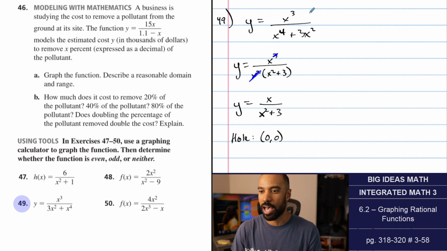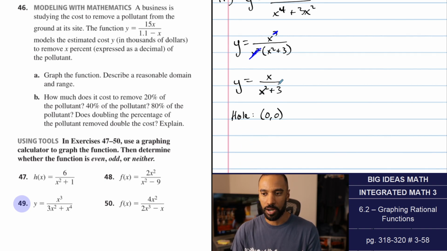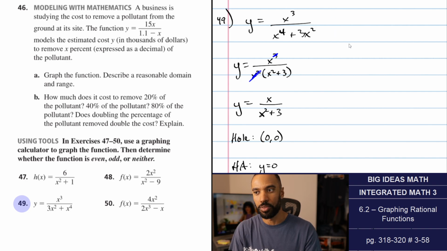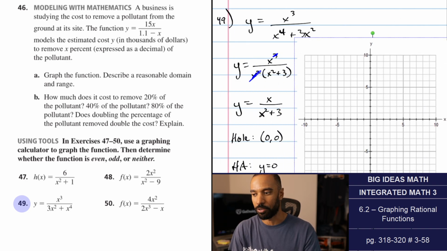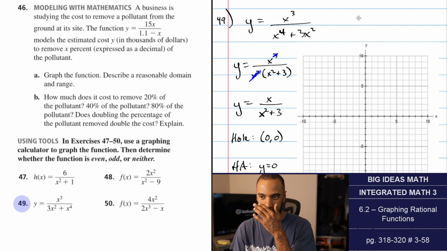Now, this thing does have no vertical asymptotes given the x squared plus 3 nature. It has a horizontal asymptote of y equals 0 because the degree on the bottom is smaller. So again, I'm going quickly through these because they expected you to use a graphing calculator. So I'm just showing you, hey, I can still get the same graph out.